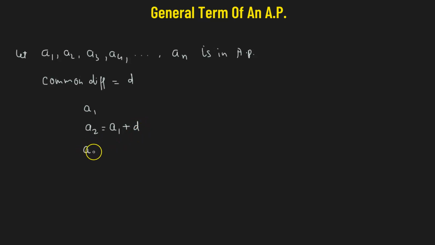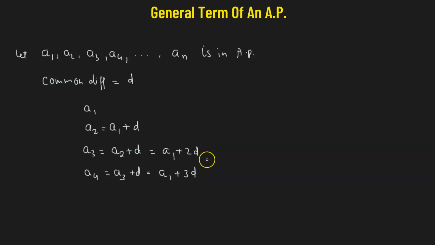Then we can find out the third term. Our third term will be, we'll consider the previous term, which is the second term a2, and to it we are going to add the common difference, that is d. And we have already obtained that a2 is given by a1 plus d. So this will be equal to a1 plus 2d. Similarly, we can find out the fourth term. This will be equal to a3 plus d, or we can say this will be equal to a1 plus 3d.